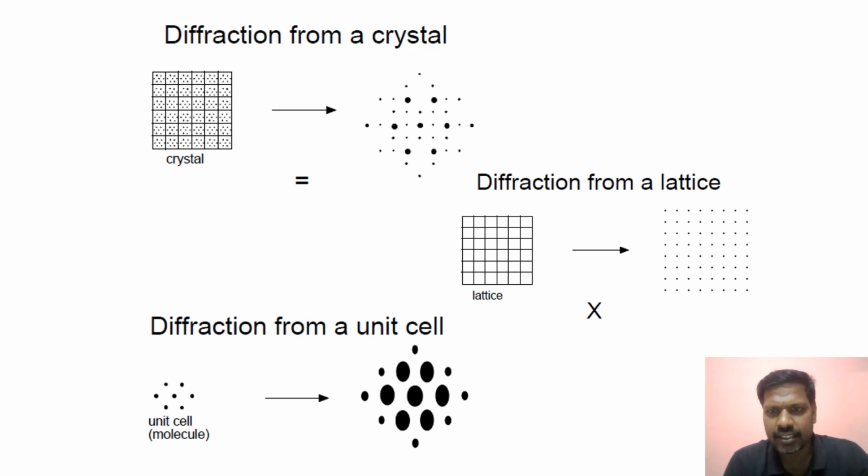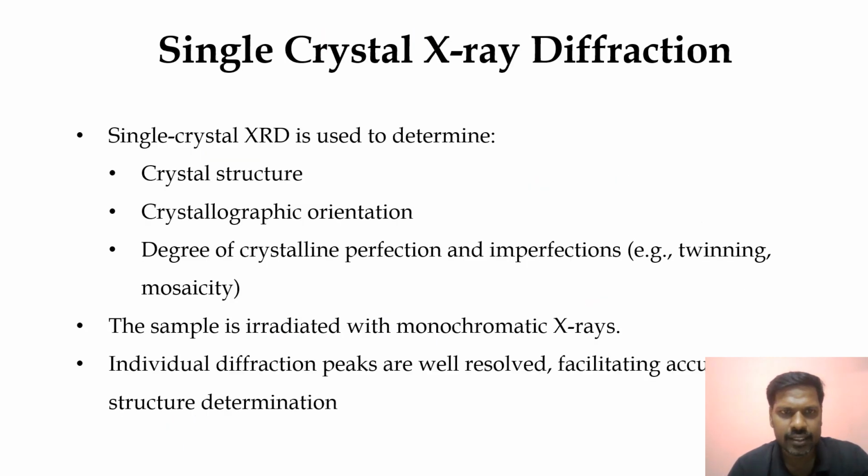Diffraction from a crystal, diffraction from a lattice, diffraction from a unit cell. Single crystal XRD is used when a perfect single crystal is available. It gives exact crystal structure, atomic position, crystal orientation, and information about defects. The diffraction peaks are very sharp and well separated.